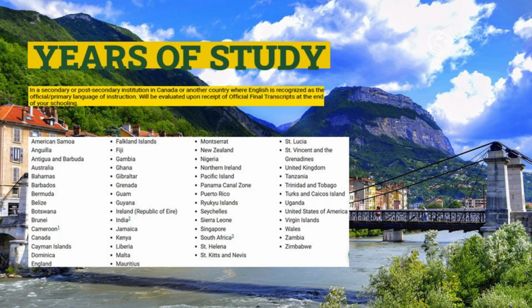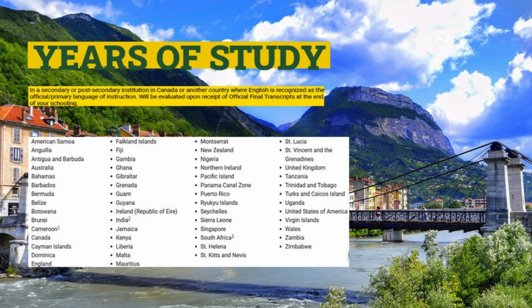Another way to meet through years of study is through your previous education. So for example, we were talking about 3 years of full-time study in English. What if you did some of those 3 years outside of Canada? What if you studied in the US or in Tanzania or the UK? Any of these countries that are listed here are exempt from ELP. That just means that you've checked it off. You've studied in English in any of these countries that are recognized as having English as the official primary language of instruction.